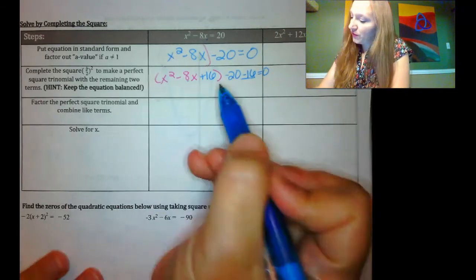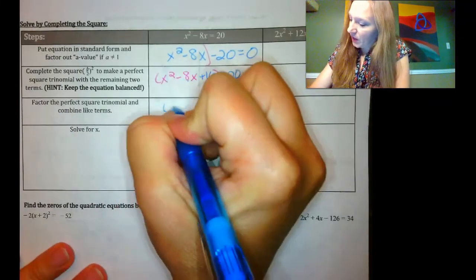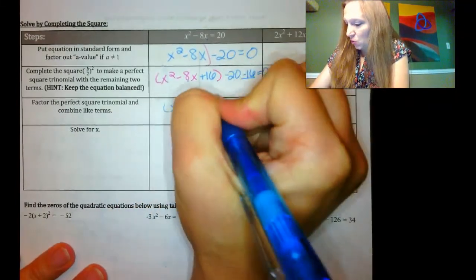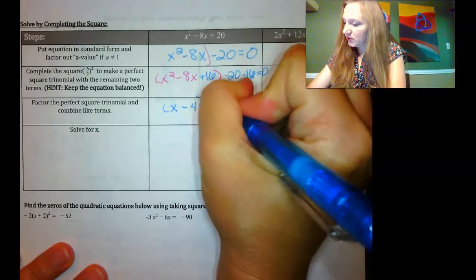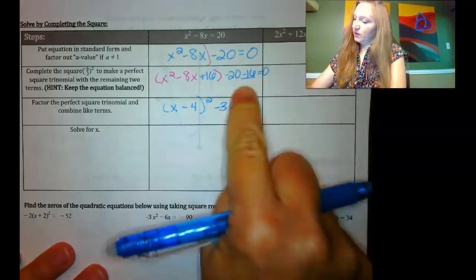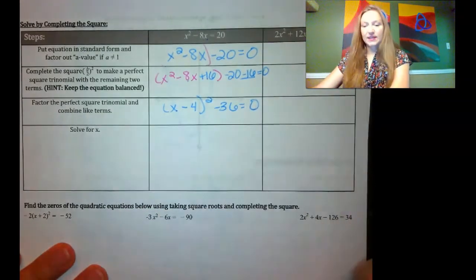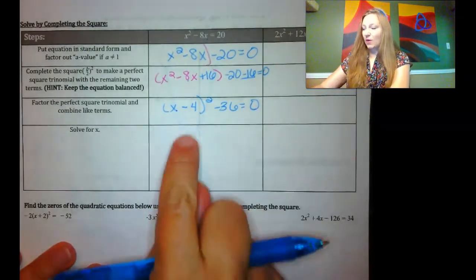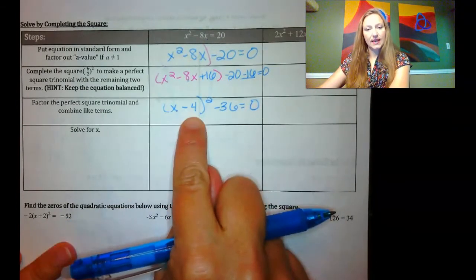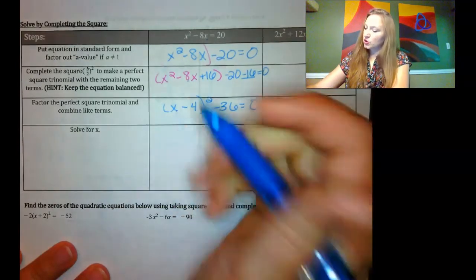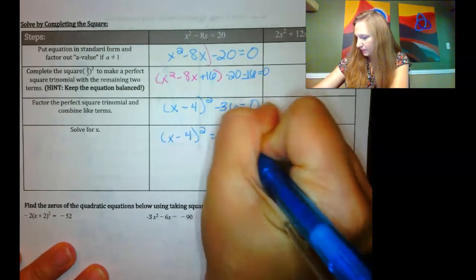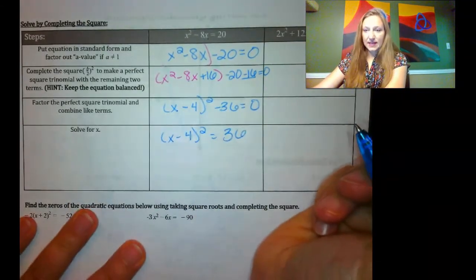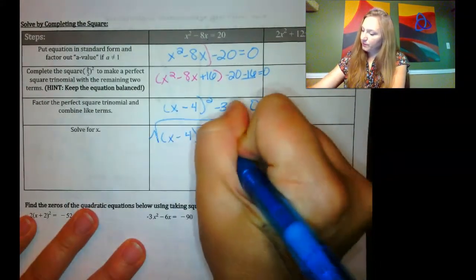Okay, so the perfect square that we just created was x minus 4, half of this number. I'm going to combine my like terms right there, and bring everything down. Notice now I have a perfect square that I can take the square root of. So I'm going to continue solving for x. Now I'm going to add the 36 to the other side. Now I can take the square root of both sides.